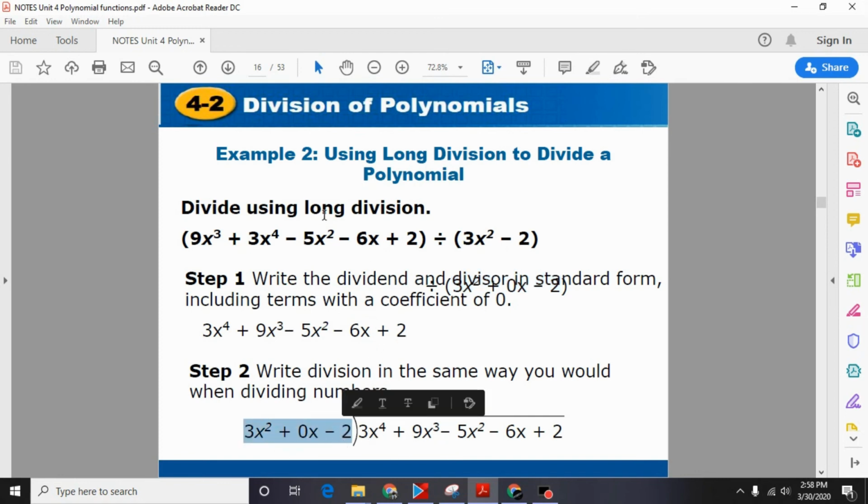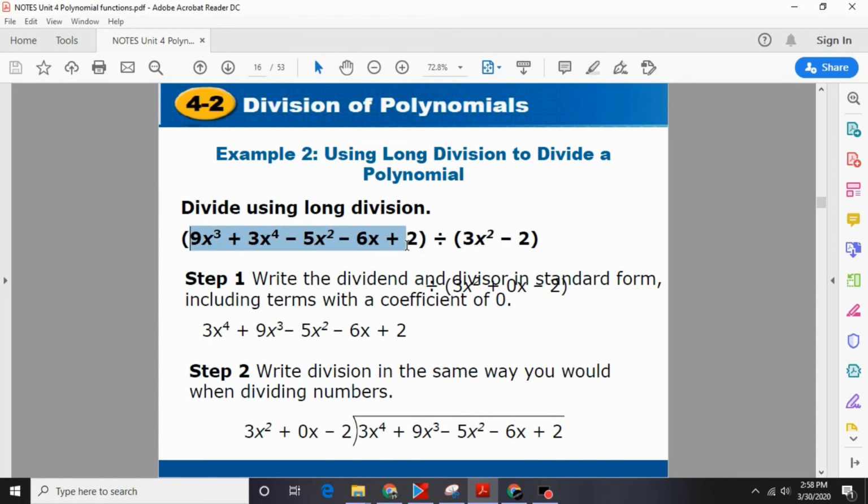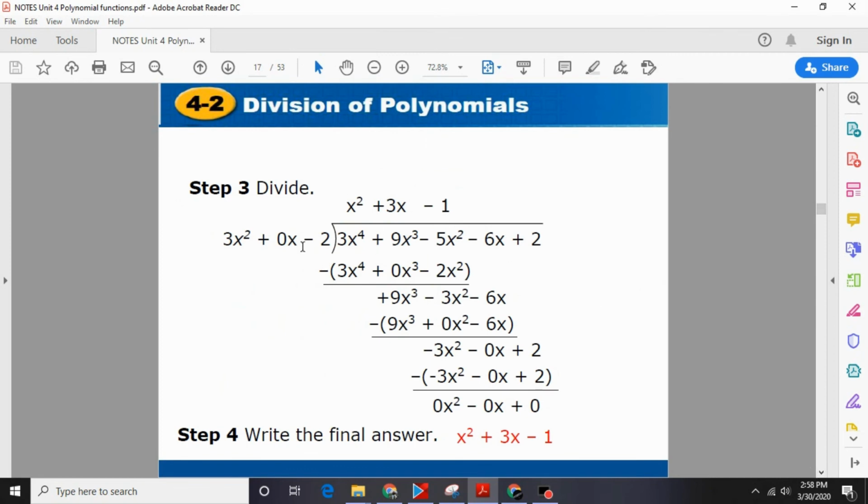And then you take your original polynomial, write it in descending order. Again, this is by powers, so x to the fourth, x cubed, x squared, x to the first, and then the constant. So that's a slightly different arrangement than what we had in the original problem. And then we repeat the same thing that we were dealing with in the prior problems. So 3x squared times what is 3x to the fourth? Well, that's just x squared.